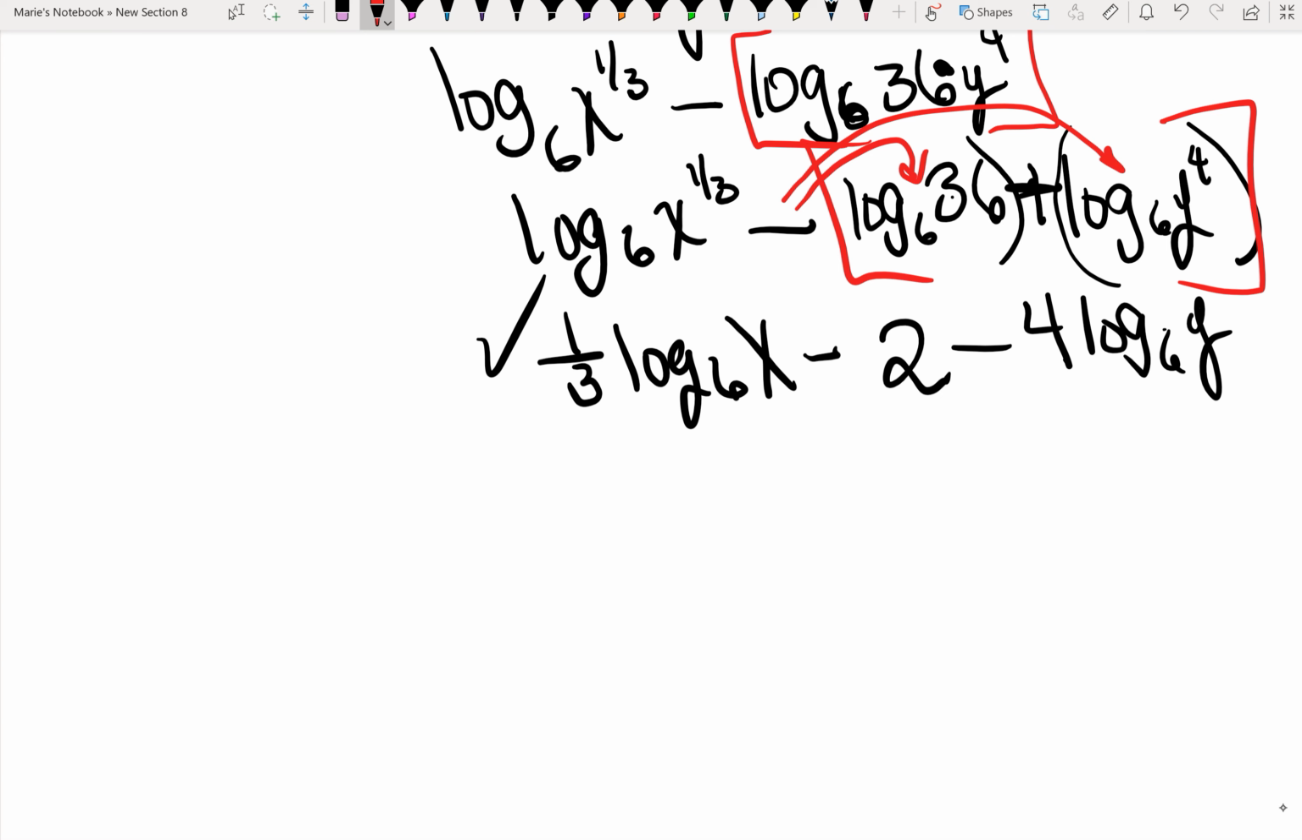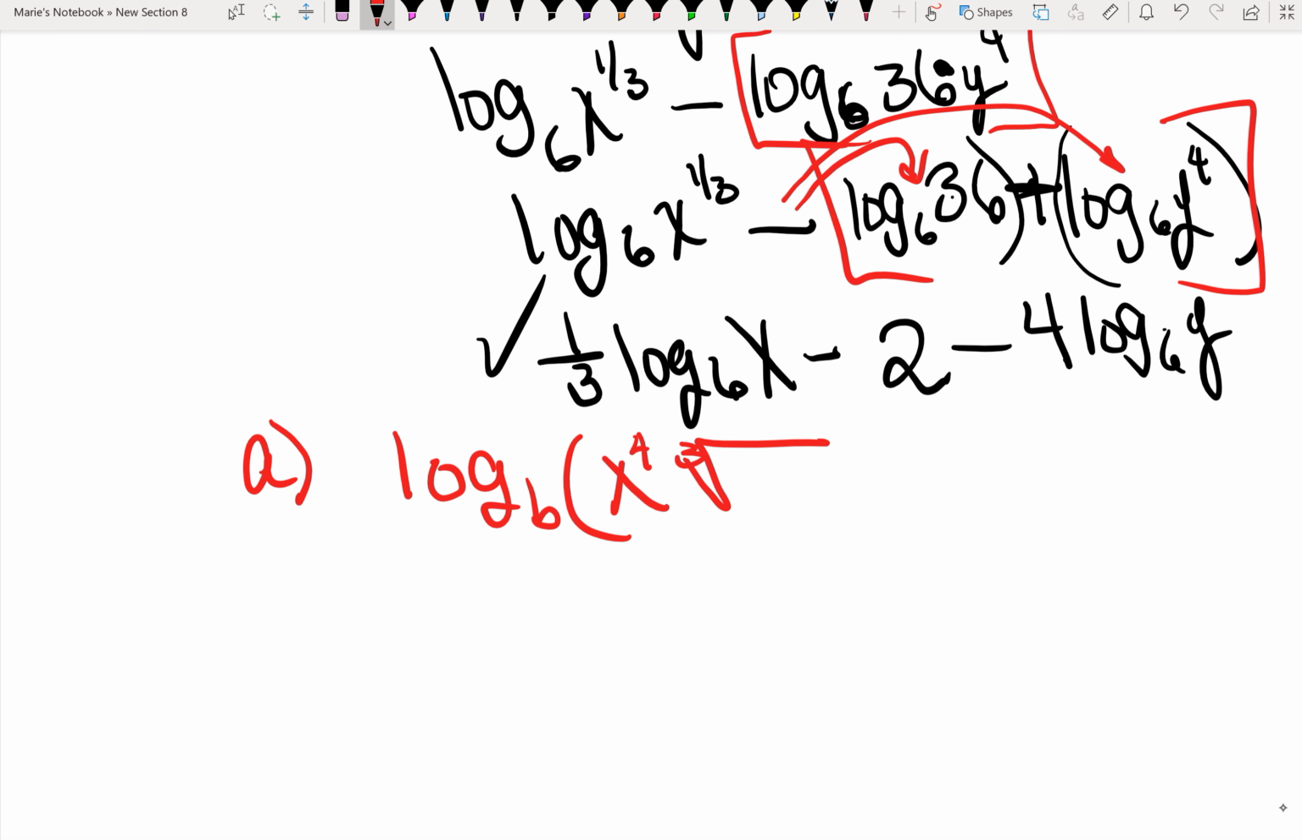Let's practice one more of each of these. So I'm going to call this A in red. This will be checkpoint 4. So this is log base b of x to the 4th times the cube root of y. All right, and so I'll give you a minute to do that one.